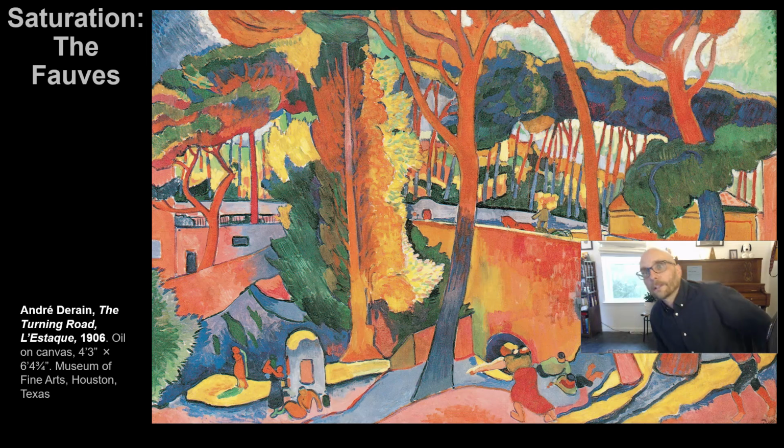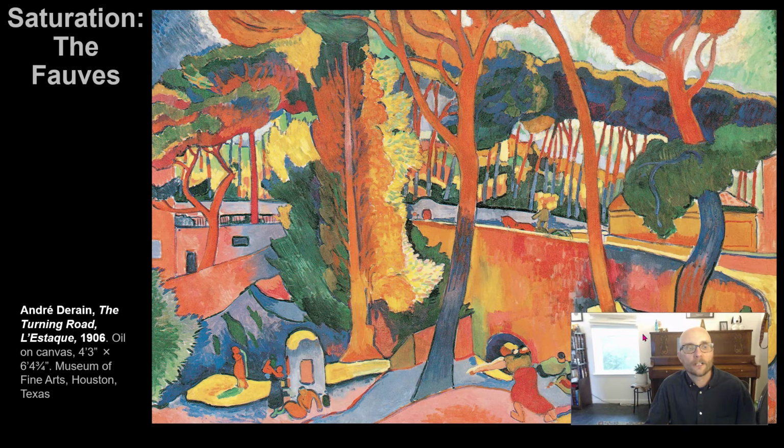But really quickly, I want to look at a painting that is super saturated. This is a painting by an artist named André Derain. André Derain was a member of a group of artists called the Fauves. Fauve in French means wild animal or wild beast. These guys lived in the early 20th century, and they were modern artists who wanted to shake up the world. This painting is sort of like the OK Boomer of its day. They wanted the old people to look at this and go, oh my God, kids these days.